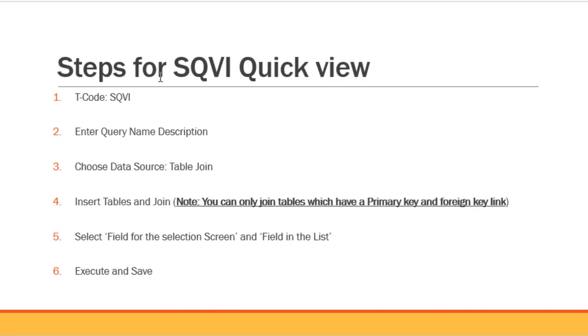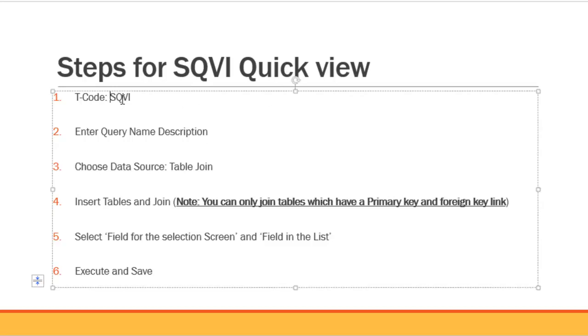The steps for SQVI: after you execute the transaction code SQVI, you need to use the table join option. In order to do that, you need to know the tables that you're going to be using to pull your data out. One thing to remember here is that you cannot use any table you want. The tables that you want to use in your report need to have a primary key and a foreign key link between the tables.